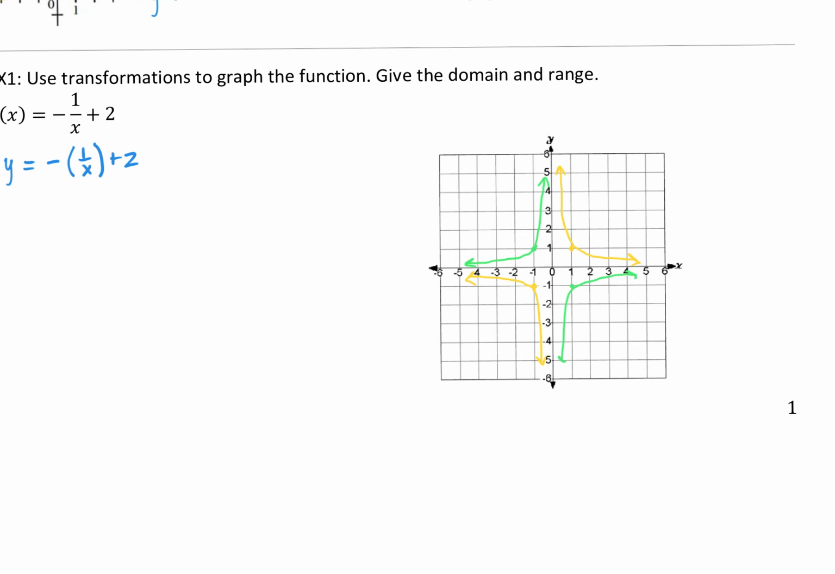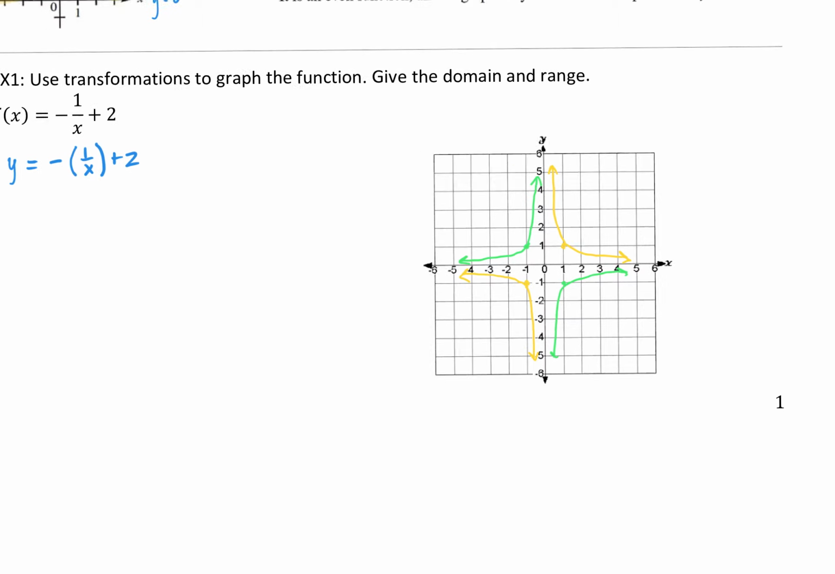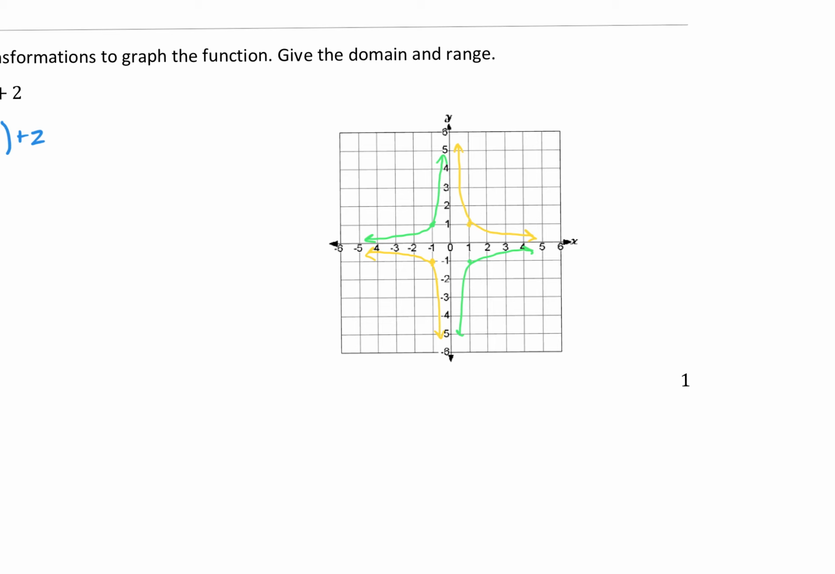But now I have the plus 2. So the plus 2 means I'm going to shift all of this up. So let me just for a second remind you that we had a y equal to 0 horizontal asymptote. When you shift up or down, remember you're shifting your y values up and down. So that means you're also going to be shifting your horizontal asymptote up and down.